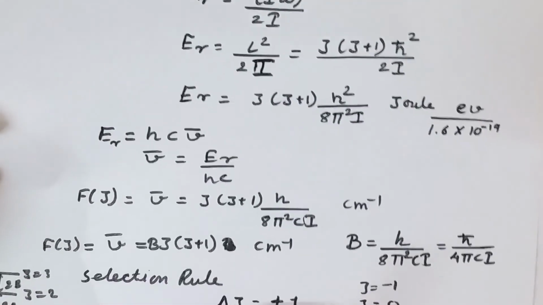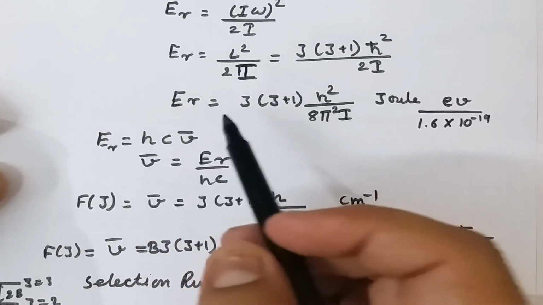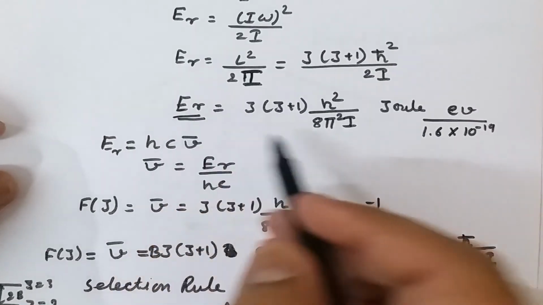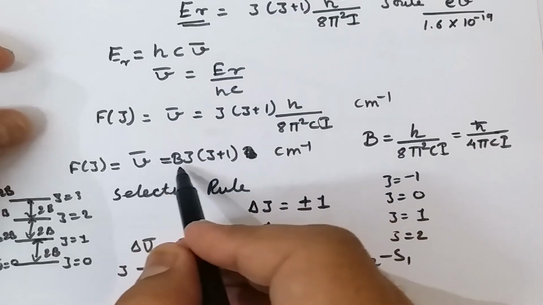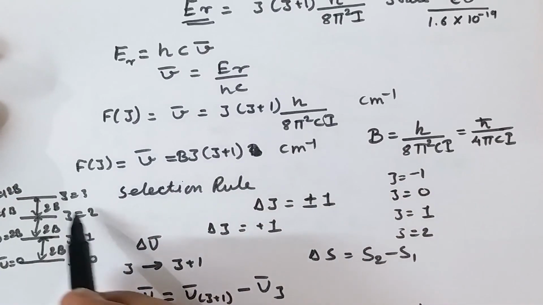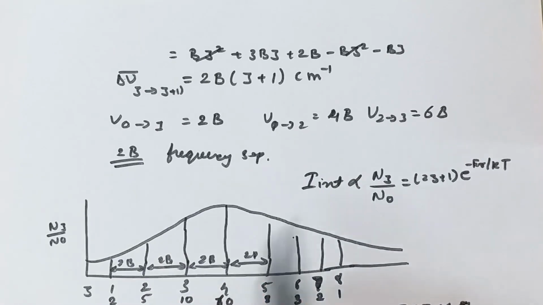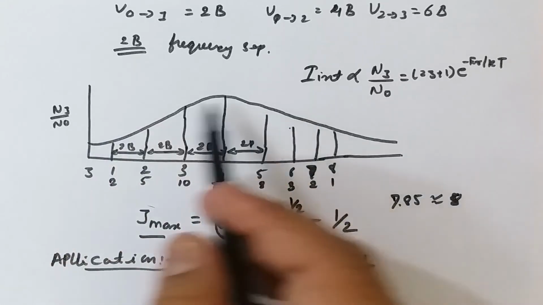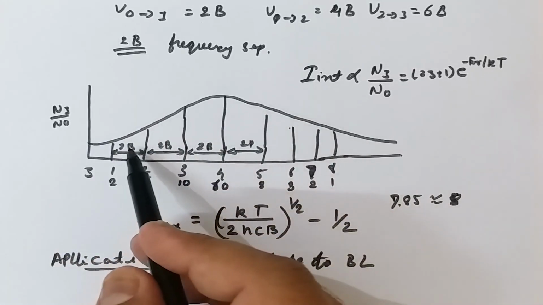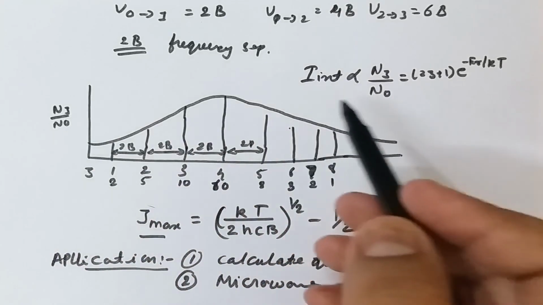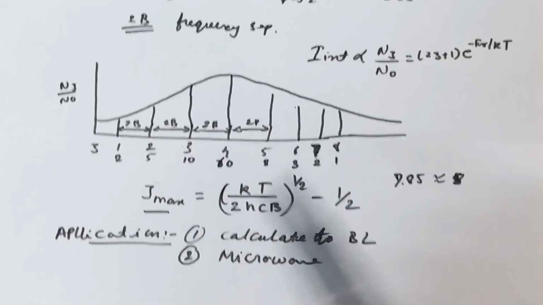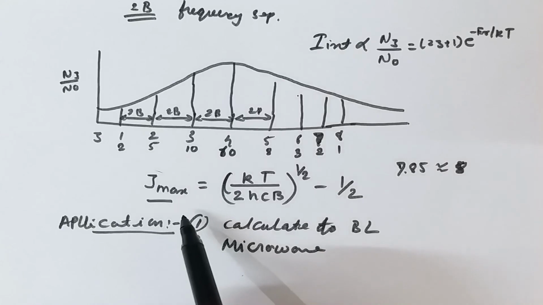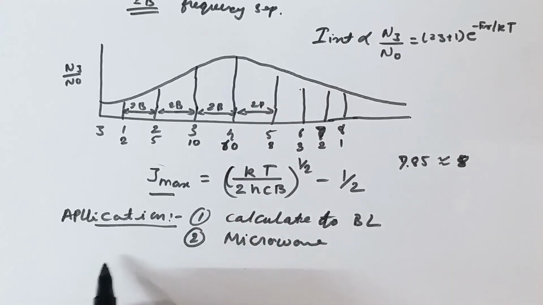So hope the rotational spectra are clear. Today we have discussed rotational spectra for a diatomic molecule. We have derived the value of energy in terms of joules, then converted that into centimeter inverse. We have seen the rotational spectra, or rotational lines. We have calculated the relative distance between the spectral lines, and then discussed the relative intensity of the spectral lines, which is based on the Maxwell-Boltzmann equation. We have seen how to calculate the value of J max, and finally we have discussed the applications of microwaves.